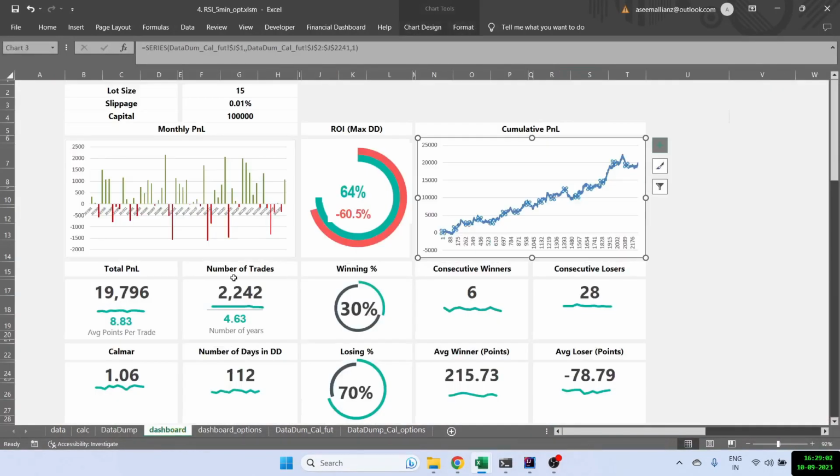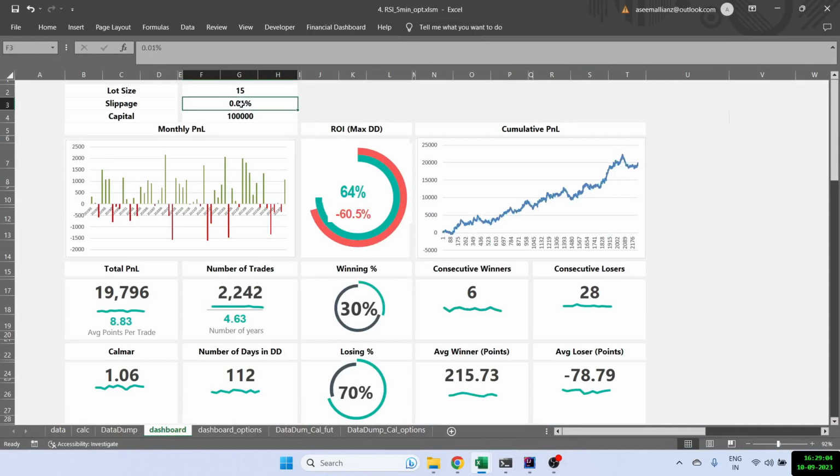So I've just created a dashboard. I've assumed a 0.01% slippage also. And with a 1 lakh rupees capital for one lot, you can see that my ROI comes to about 64%, but it has a very big drawdown of 60%, right? So overall the strategy is just about okay, but you can see there are a lot of months with big drawdowns, and the total PNL is fine. So the total PNL for the last 5 years is about 19,000 points. But as you can see, the Calmar ratio is not that good, right? The Calmar ratio is only 1. So that's because my ROI is okay, but my drawdown is pretty big, right?